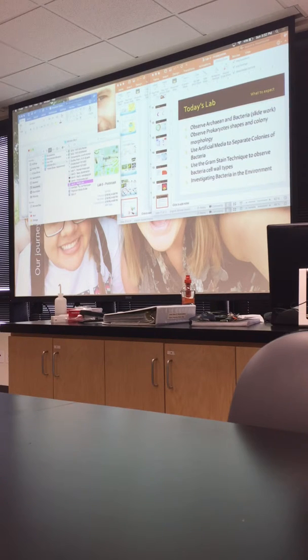Okay, so if you look in your slide box, do y'all have slide boxes out? If you look in the slide boxes, they're separated by lab. So the first section, 51 through 55, is all the prokaryotes. 56 through 69 are all the protists. 70 through 75 are all fungi. And then 76 through 80 are all plants.